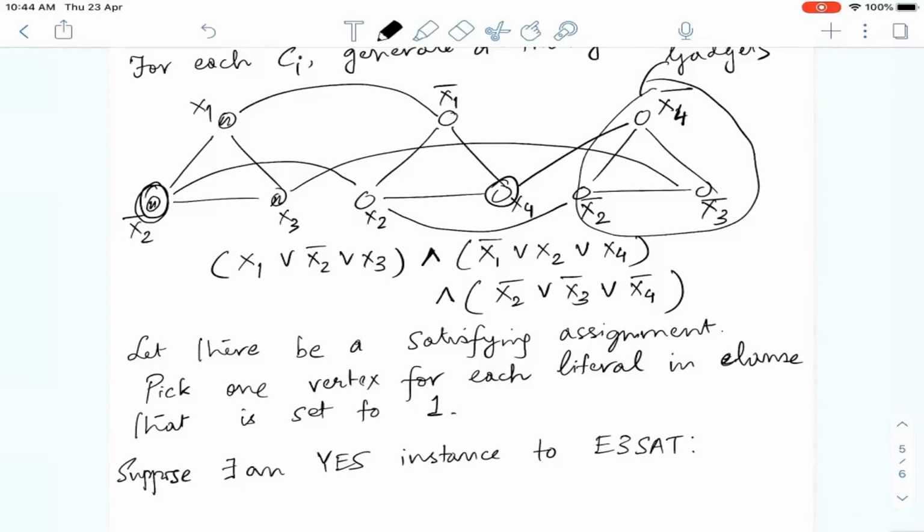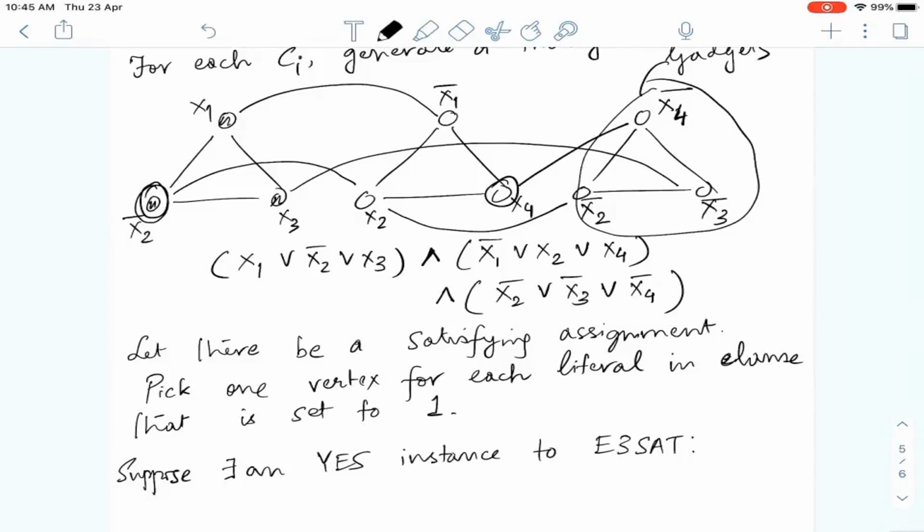Okay, so for instance, is there a satisfying assignment for this formula? I don't know, maybe there is, but let's not go to that. Okay, so is this clear to everyone? So I know that I have a yes instance to E3 SAT, which means that for each clause there is at least one literal which is set to 1. So I keep picking that one literal from every clause, and I pick the corresponding vertex in my independent set instance.